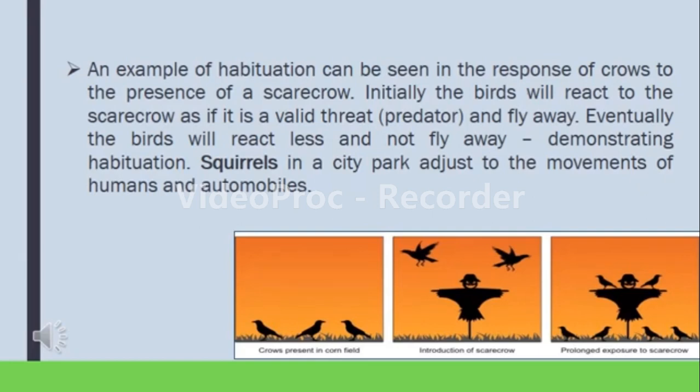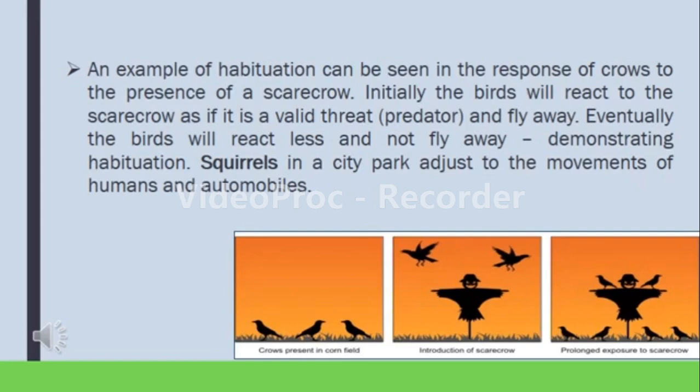Similarly, with the passage of time, through experience or observation of this scarecrow, they notice that it is harmless, and as a result they don't respond. Understand? They don't fly away, because due to continuously repeated stimuli, they don't change their behavior. This is what we mean by habituation.